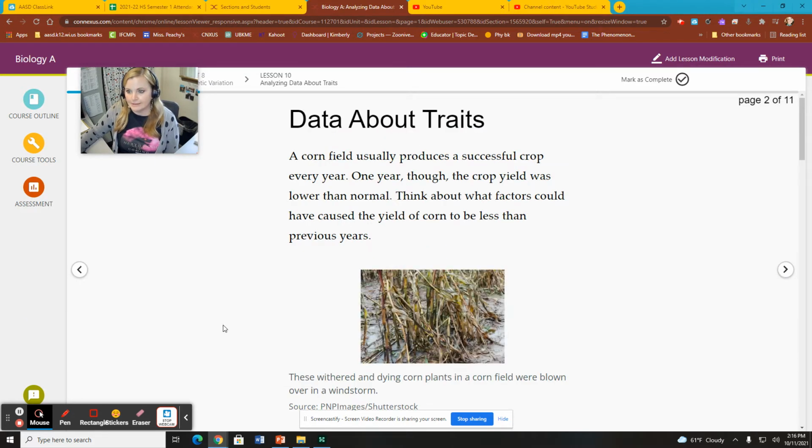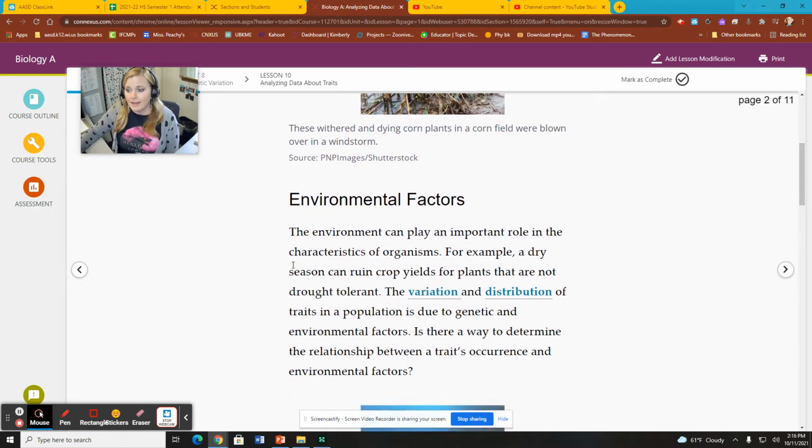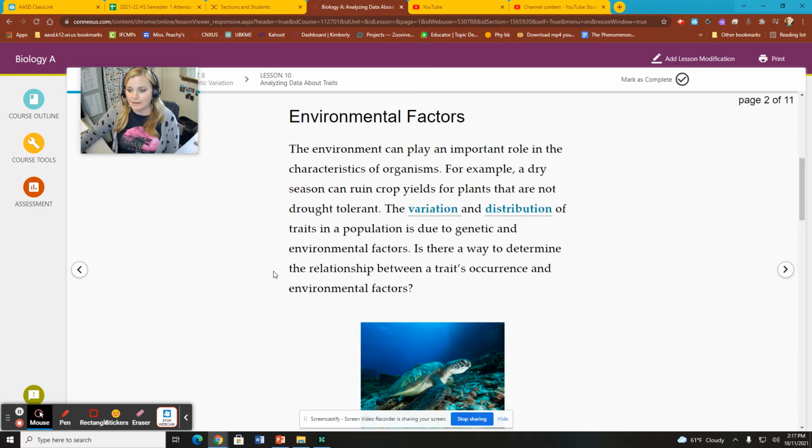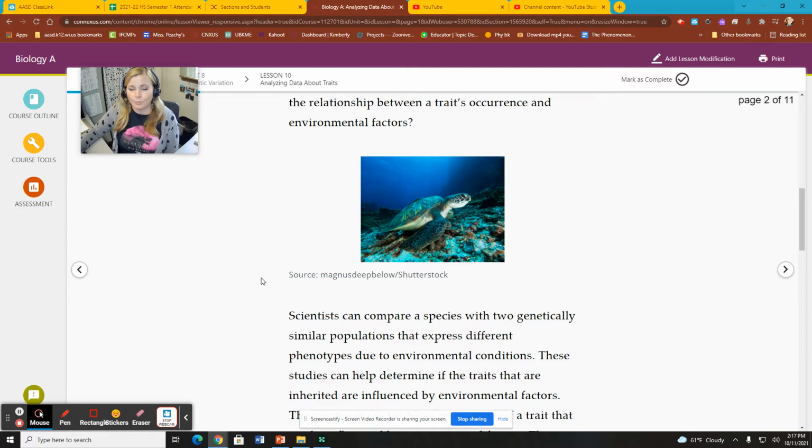So let's go ahead and look at what we'll be talking about here. The big question is how environment plays a role in determining the characteristics of organisms. The answer is that the environment can play a significant role. There is variation in any population, and while genetics plays a significant role in that variation, environment also plays a role as well. How do you determine if it's environmental or if it's genetic? The way you determine that is if you look for variances in what a normal distribution would be within a population.